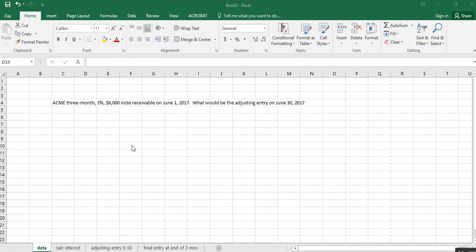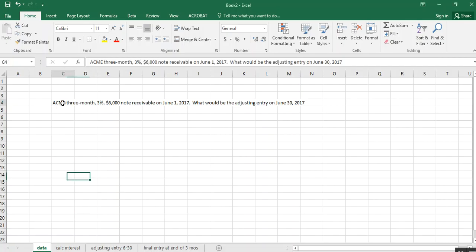Okay, let's work through an example for notes receivable. If you remember in class, notes receivable is money that's coming towards you. So receivables are coming towards you, payables are going away from you. So let's look at an example of this right quick.